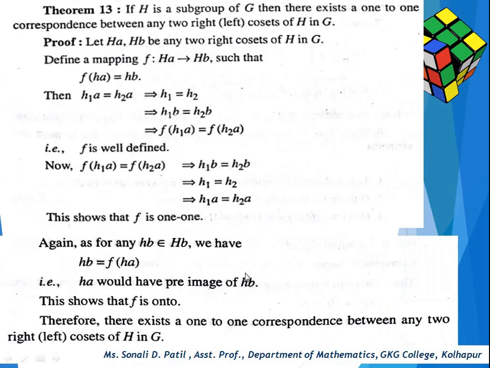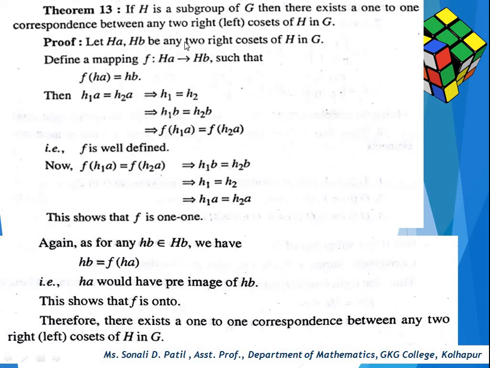Okay. So next there is one theorem. If H is a subgroup of G, then there exists a 1-to-1 correspondence between any two right or left cosets of H in G. 1-to-1 correspondence means a function satisfies three conditions, that is f is well defined, 1-1 and onto. If these three conditions hold for f, then we can say this function is a 1-to-1 correspondence. Okay. So let's start with the proof.